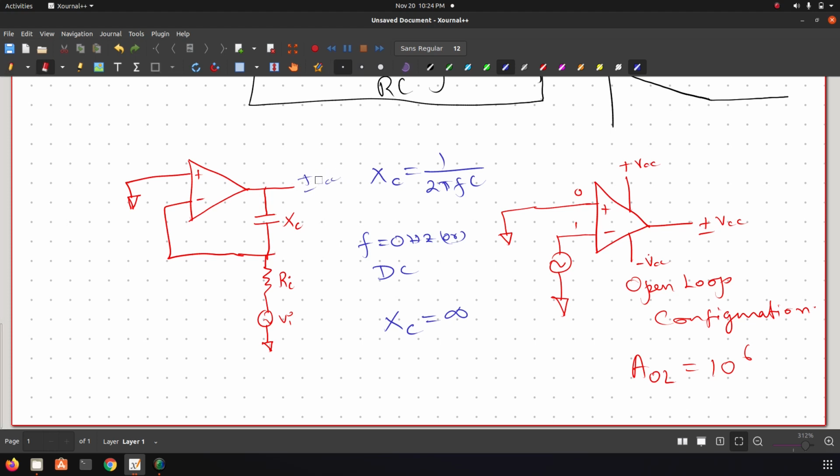Okay, so in order to avoid this DC gain, infinite gain, we have to add a resistor here. A resistor in parallel to the capacitor. Okay, a feedback resistor. So what does this feedback resistor do?